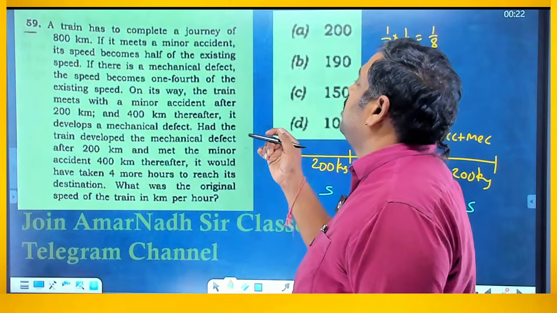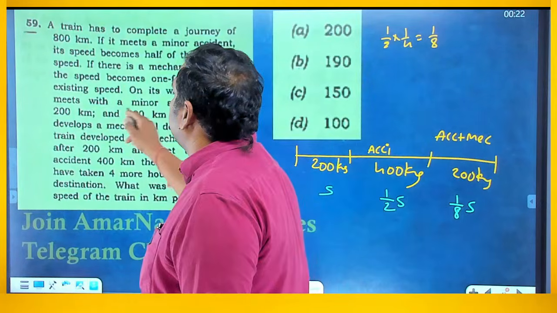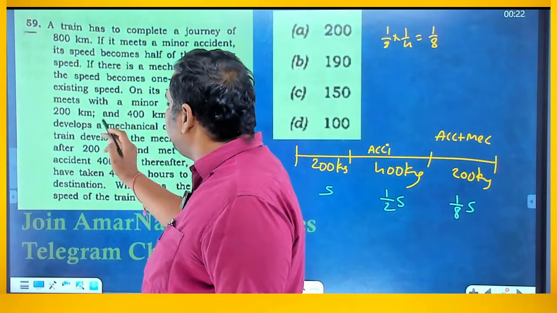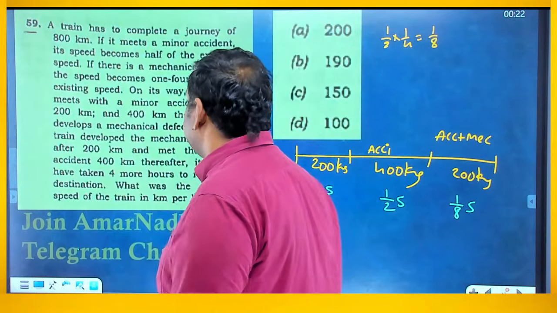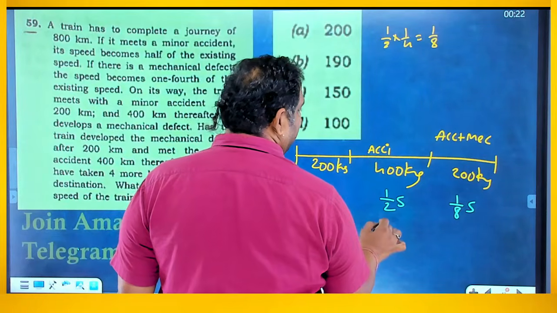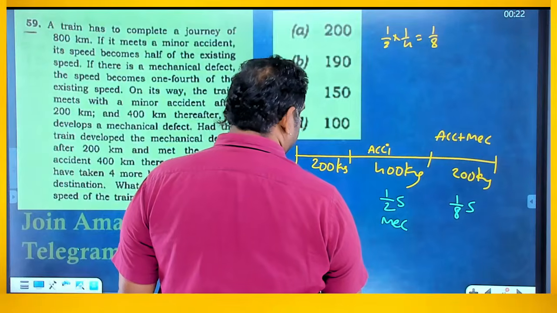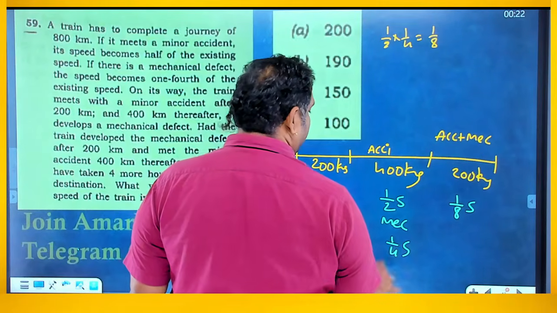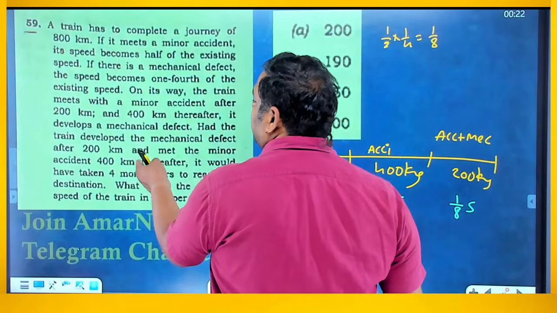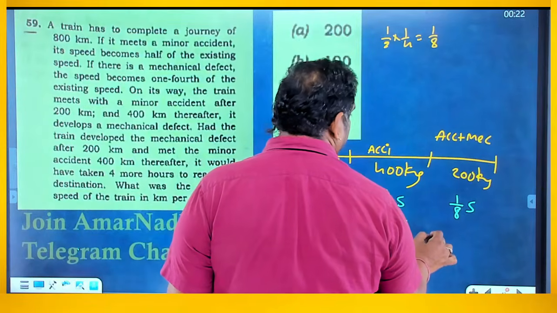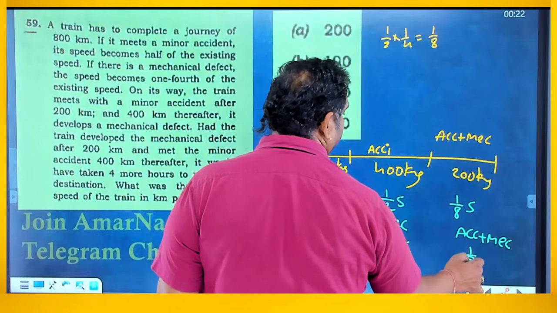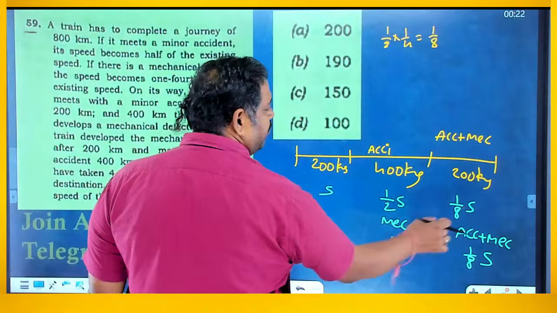Okay. Right, on its way, the train met with a minor accident after 200 kilometers and 400 kilometers thereafter, it developed a mechanical defect. Had the train developed the mechanical defect after 200 kilometers, from here, then automatically, if its speed is S, it will be 1/4 S, right? And met the minor accident 400 kilometers thereafter. Means at this point, accident happened. Means again, it will be accident plus mechanical, so it will be half, now automatically it will be 1/8 S only. Observe speed 1/8 S, 1/8 S.